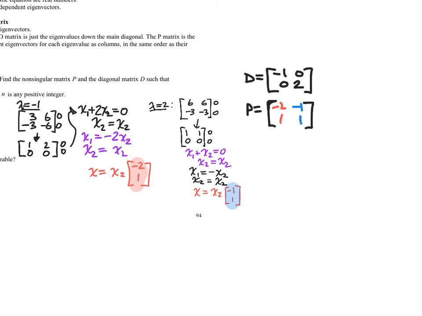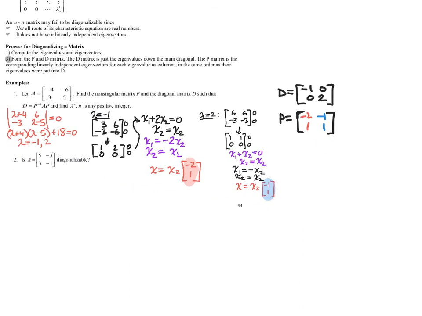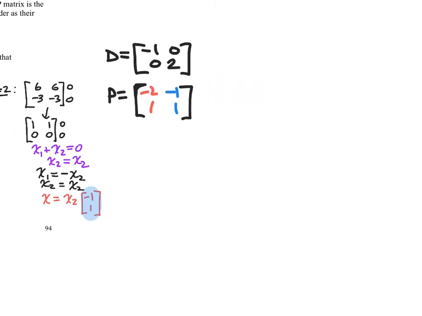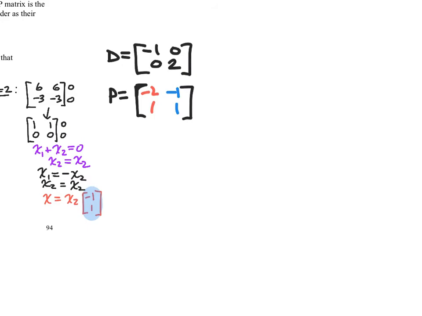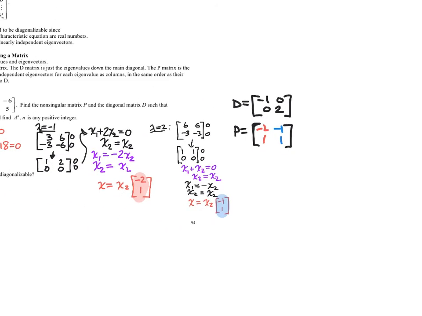All right, so what we want to know, because they just said, find the non-singular matrix P and the diagonal matrix D such that this relationship is true. Well, cool, we found them. It's just a question of whether or not that relationship is true. D is just the eigenvalues down the main diagonal. So I had two eigenvalues, negative 1 and 2. So I'm just writing them down the main diagonal. It's going to be a diagonal matrix, so every other entry is going to be 0.